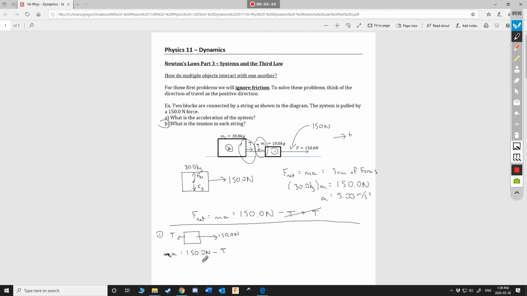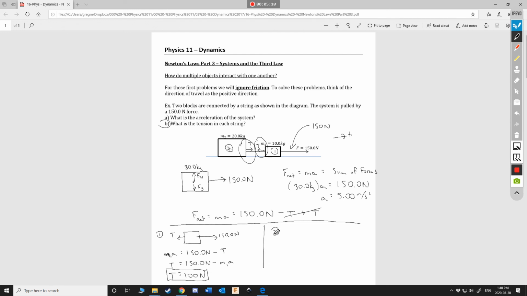So I rearrange for T. T is equal to 150.0 newtons minus M1 A. We just found A, so that's why we have to solve for the system first. So 150 minus the block, which is 10 kilograms, times the acceleration of 5. We get 100 newtons of force.